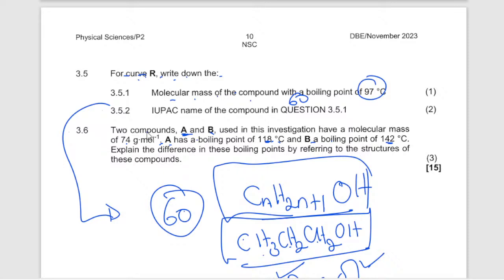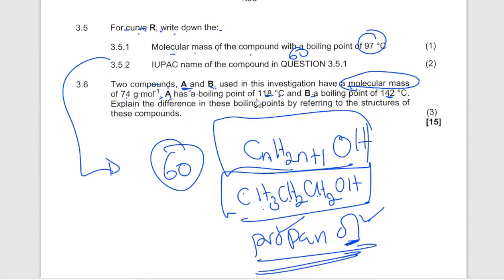Definitely, if the two compounds A and B used in this investigation have the same molecular mass, then what is going to make them different in terms of boiling point and melting point is whether it's a straight chain or a branched chain. So the one which has the highest boiling point is going to be a straight chain, and the one which has the lower boiling point is going to be a branched chain.